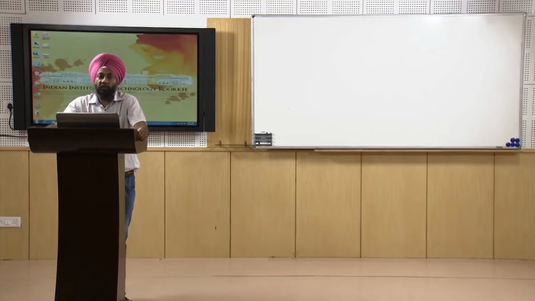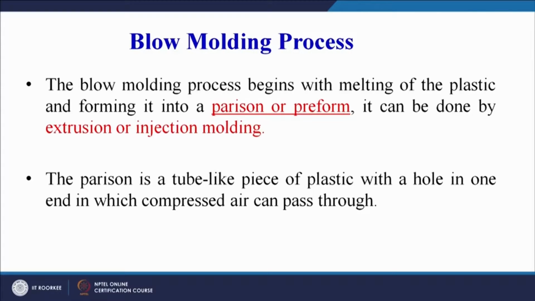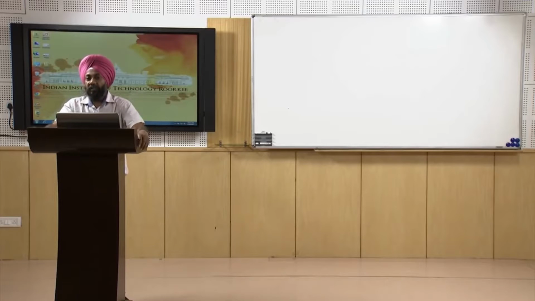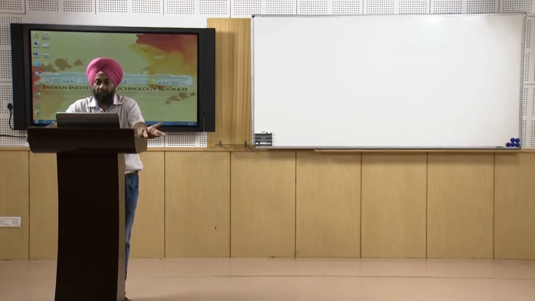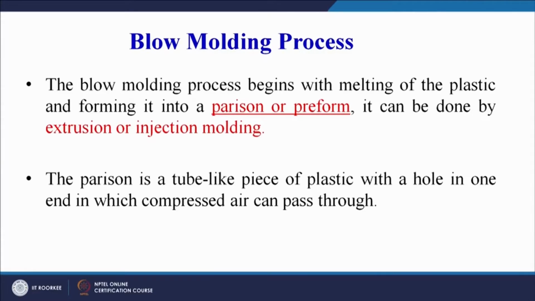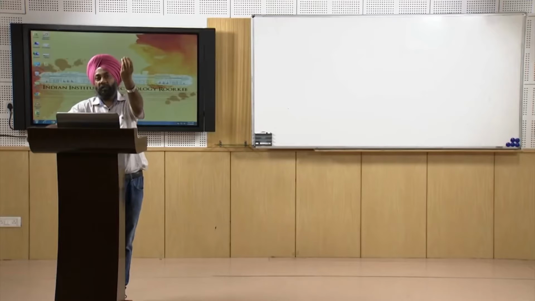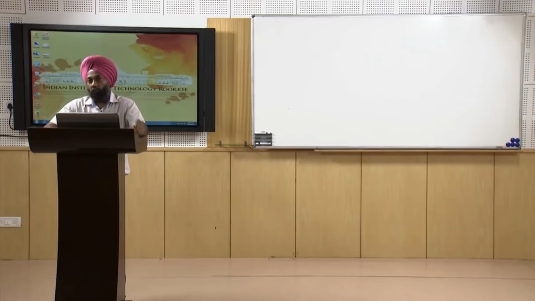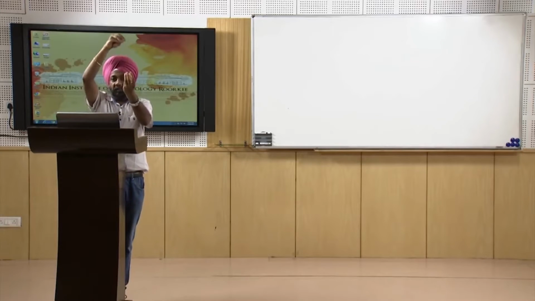The blow molding process begins with melting of the plastic and forming it into a Parison or a preform. That blue color raw material is basically the Parison. It can be made by the extrusion or the injection molding process, that is the first stage. The Parison is a tube-like piece of plastic with a hole in one end through which compressed air can pass. So it has to be open from one side and closed from the other side. The opening side will allow the air to pass through.